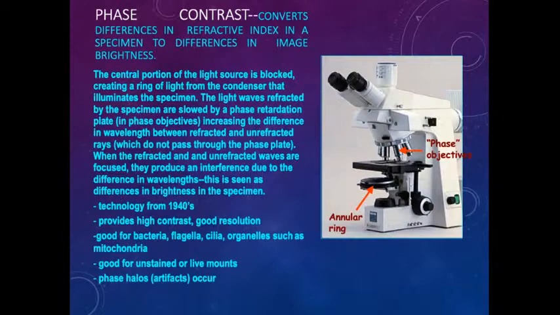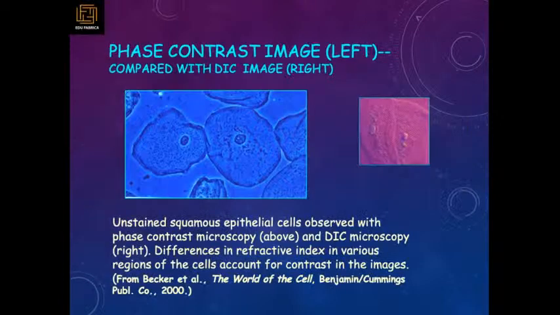It provides high contrast and good resolution, and is good for bacteria, flagella, cilia, and organelles such as mitochondria, as well as for unstained or live mounts and artifacts. So these are images from a phase contrast microscope on the left, compared with the DIC image here. This is squamous epithelial cells, and the phase contrast shows the cells to be particular.